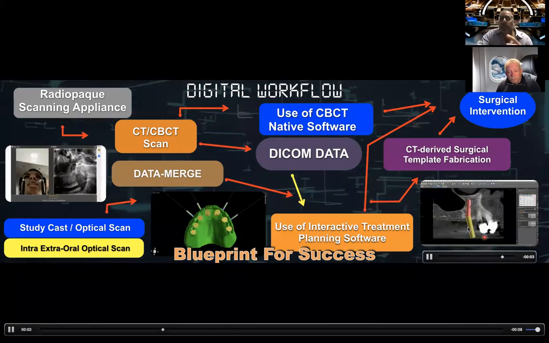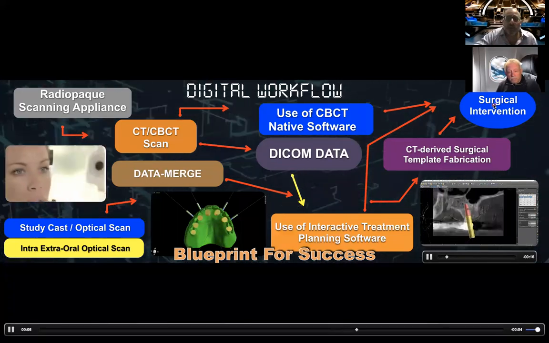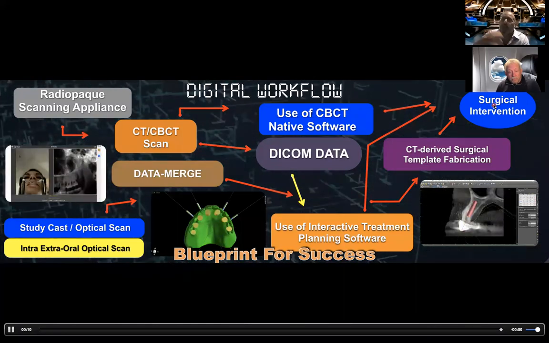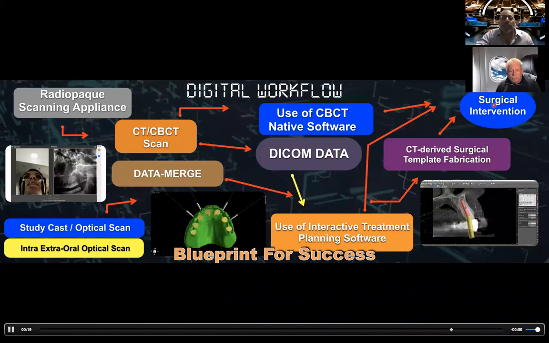As you see in the bottom right corner here, we're actually making the plan in the software. And then we can figure out our surgical intervention. Should this be a bone supported guide? Should we do no guide? Should we place a template for this guide? We have lots of different ways to be able to go ahead and skin that cat, so to speak.